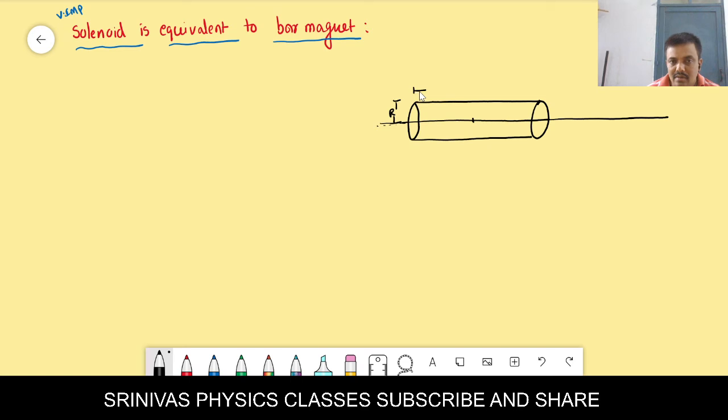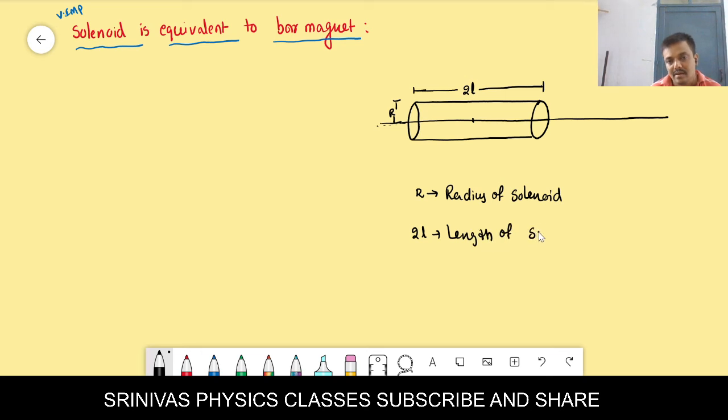And the solenoid length we will take as 2L. From the center, the left end length is L and the right end length is L. Let us write some terms which are present in this. What is capital R? Capital R is the radius of the solenoid, and 2L is the length of the solenoid.